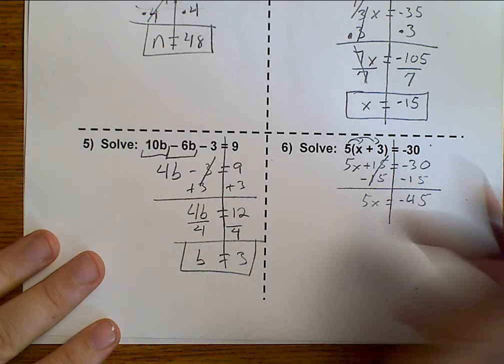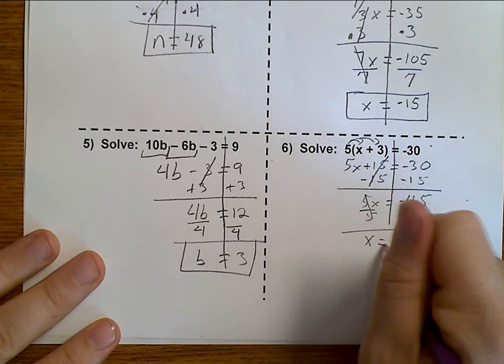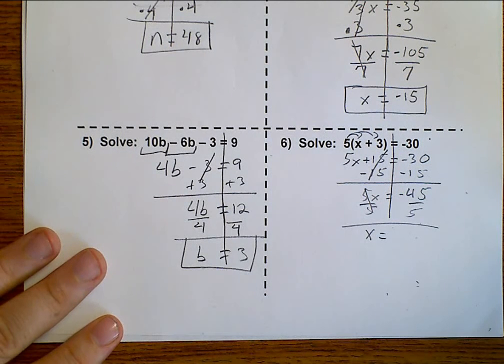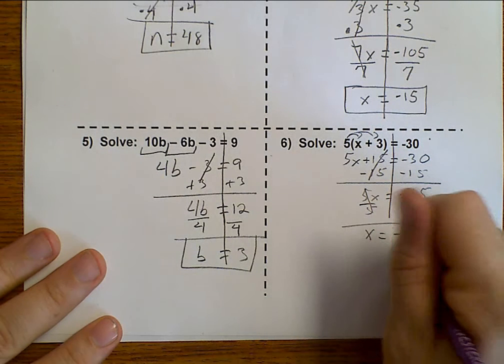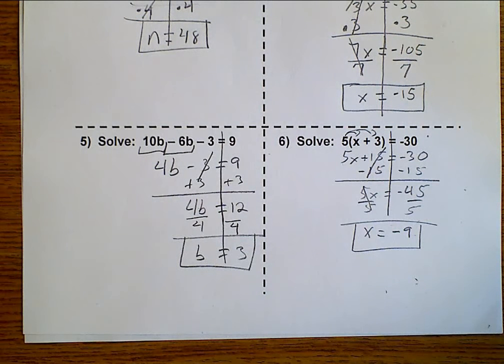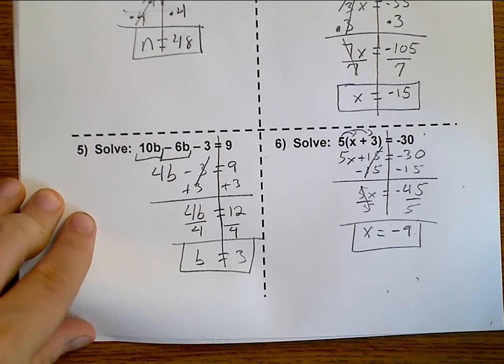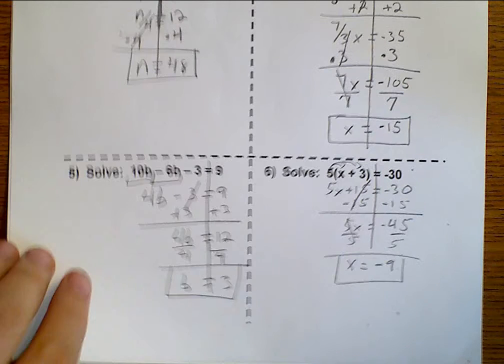Now we divide both sides by 5, and we get that x equals negative 9. So those are our first 6 examples. All of this hopefully is a very easy review for you, whether you're in algebra or geometry.